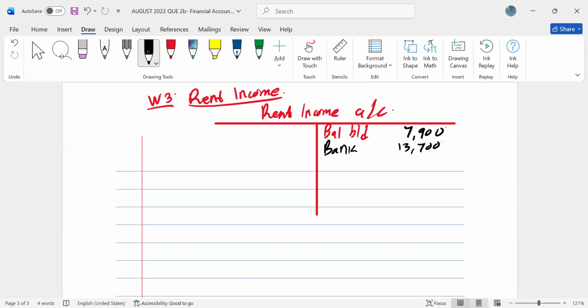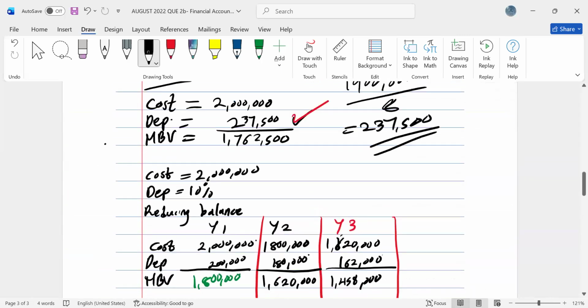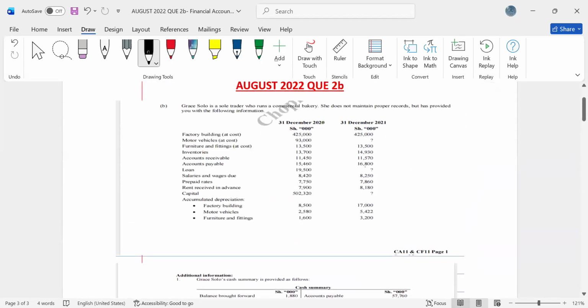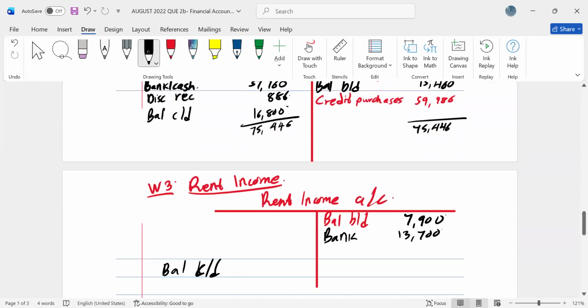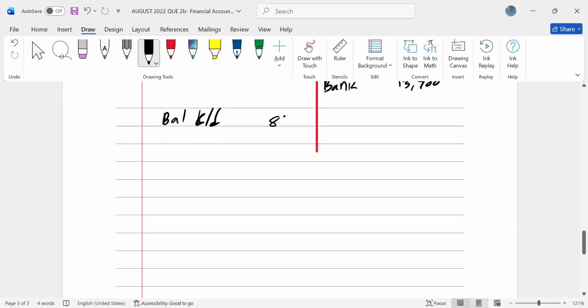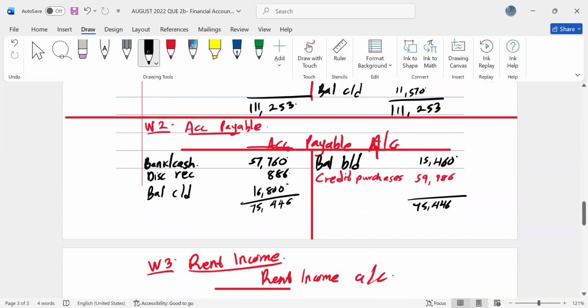Now, what is our balance? Balance carried down, I mean. That's the rental income paid in advance in 2021. According to the statement, it was 16. It was not 16. It was 8,180, right? Where is it? It is here. 8,180. So we come here and put 8,180. In this case, we get the totals.